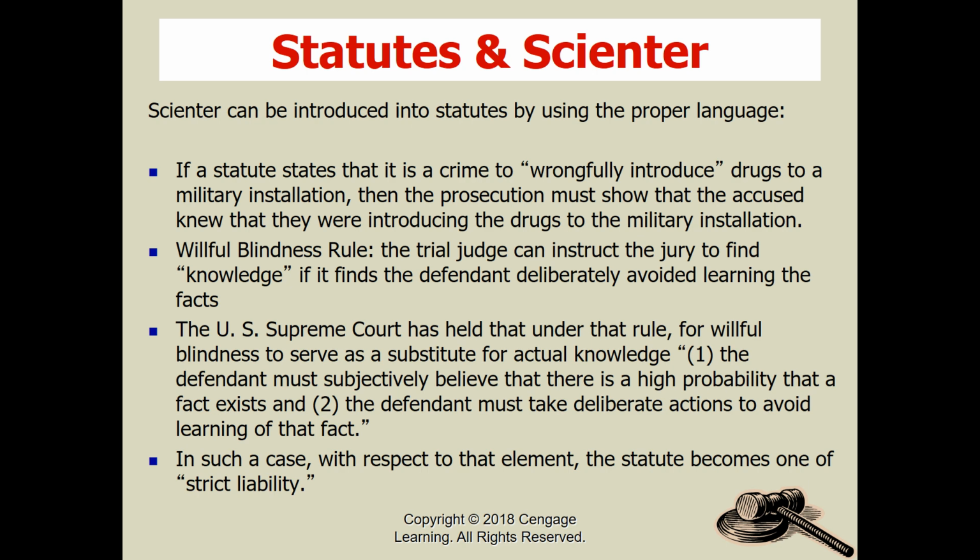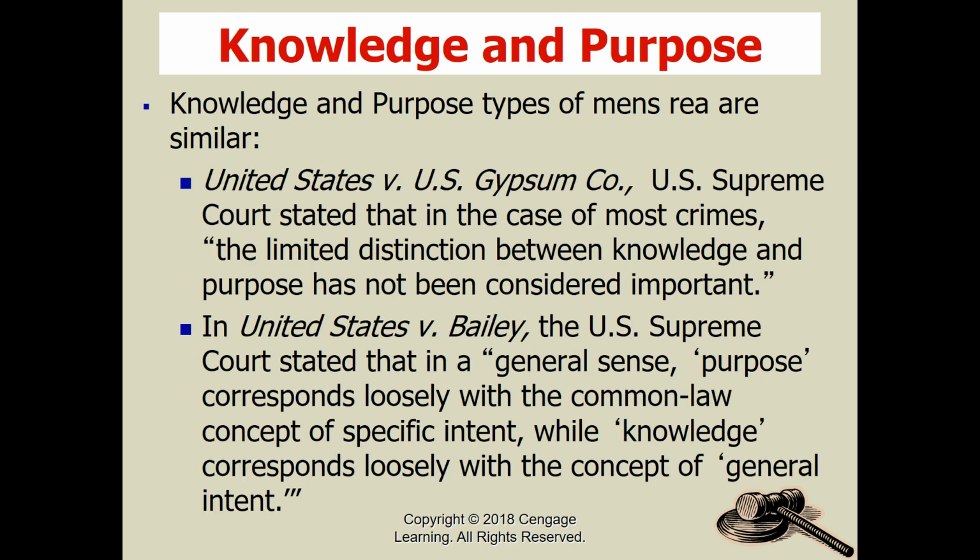So sometimes you will see what's called the willful blindness rule. The trial judge will tell the jury, you can say that someone has knowledge, that they have scienter knowledge that the good was stolen, if they made no attempt, really, to find the truth. Now, the Supreme Court has upheld this, and they say that willful blindness will serve as a substitute for actual knowledge if you believe there's a high probability, or if the defendant took deliberate actions to avoid learning. Essentially, then we create a strict liability situation like speeding, which I talked about before.